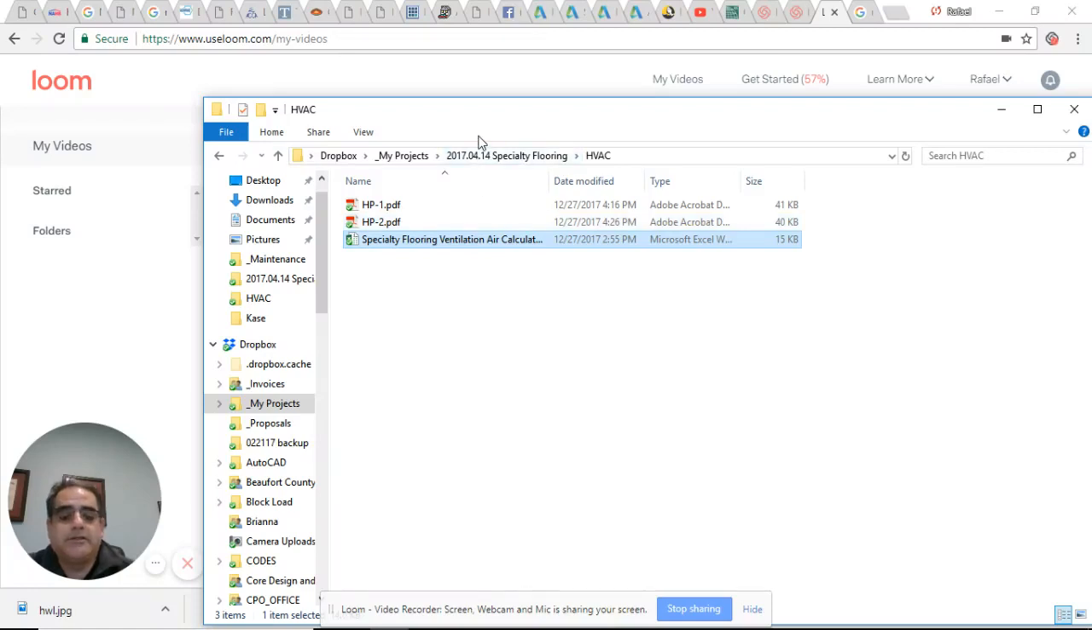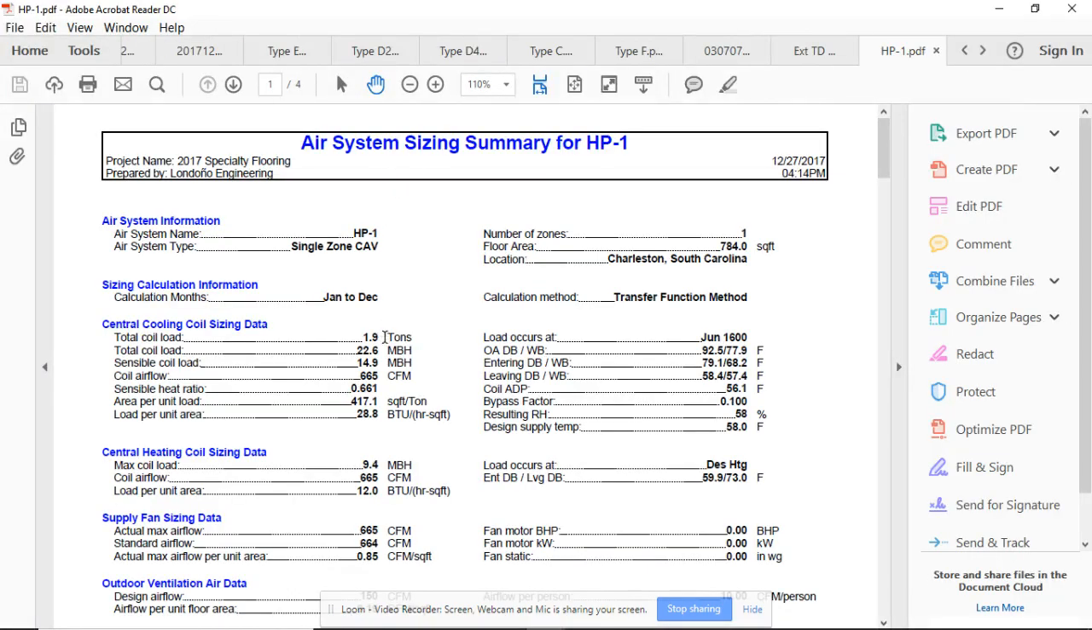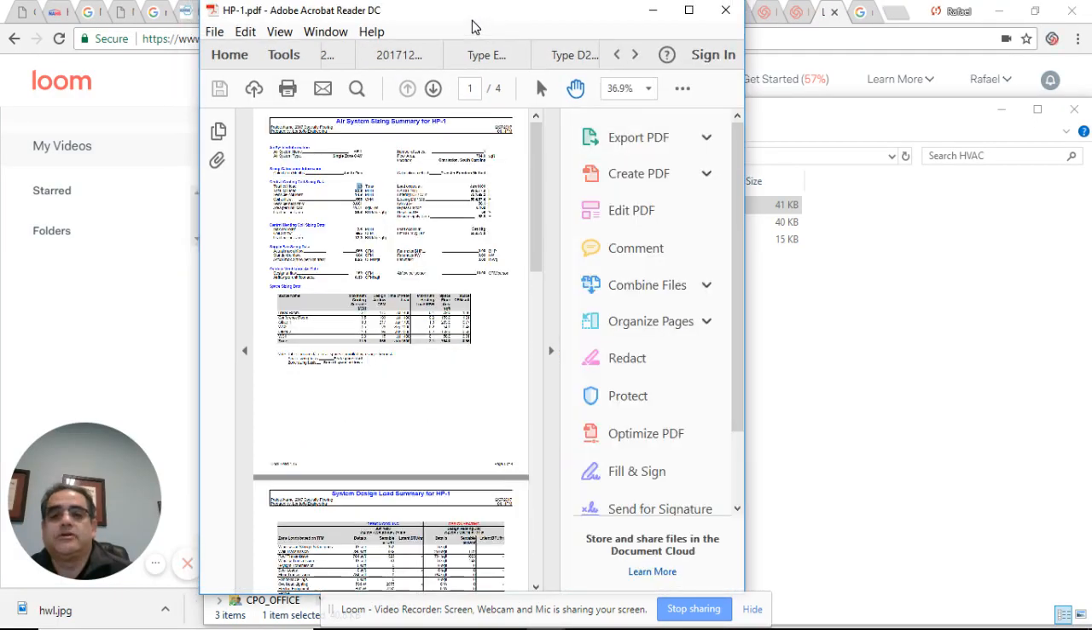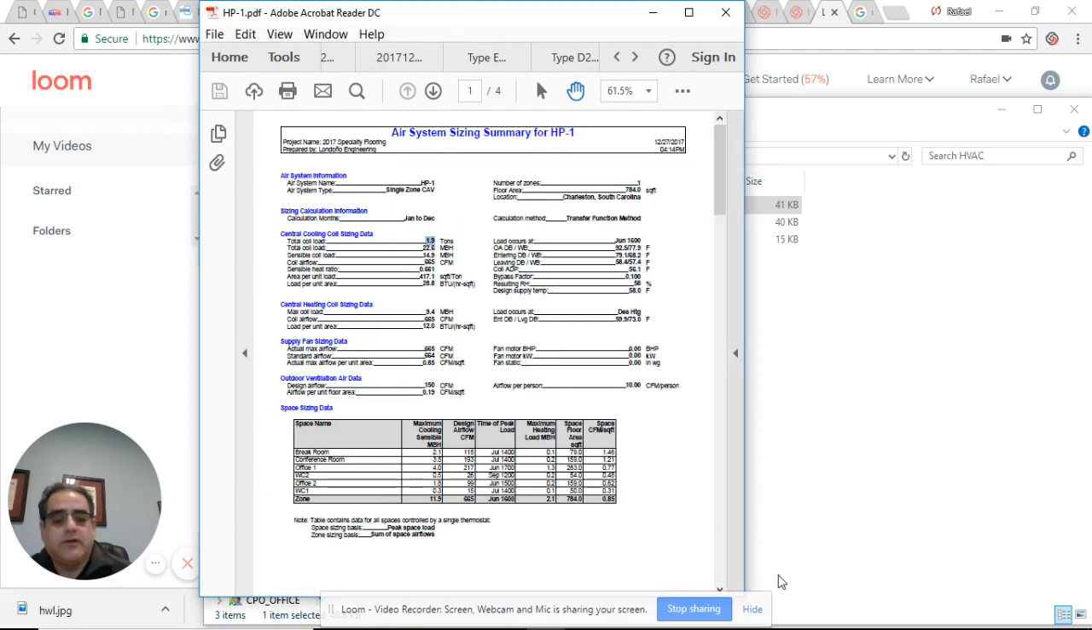Let's do some analysis of the calculations we did to see what actually makes a difference in the inputs here. So let's look at the calculations for the office side of specialty flooring. We're still in the same project. As we figured out, 1.9 tons, because I mentioned earlier they only come in half sizes, we're going to have to buy a 2-ton unit.